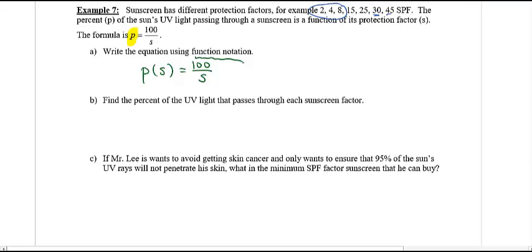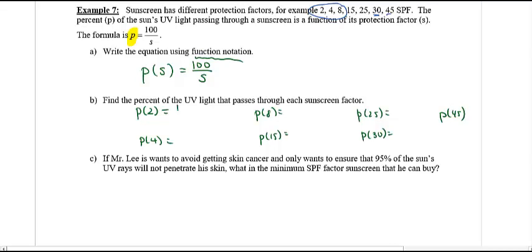Part B says, find the percent of UV light that passes through each sunscreen factor. So really what I want you to do now is do this. Find P of 2. Find P of 4. Find P of 8. Find P of 15. And once again, you'll hopefully see why we don't use those P of 8s and P of 15s, because a lot of the sun gets through.